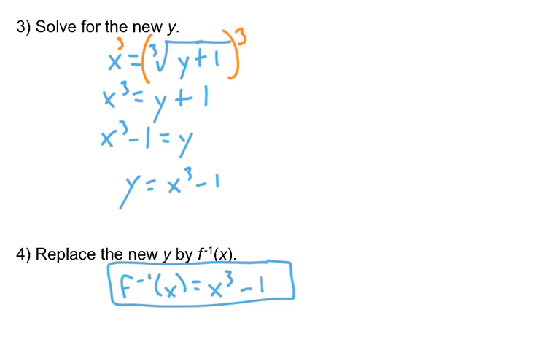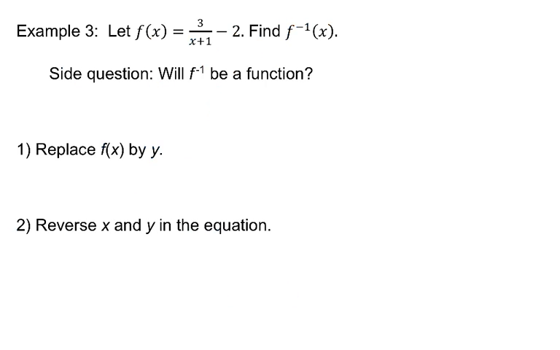1, 2, 3, 4. Follow the steps. This is one of the few things in mathematics where you just follow a recipe and you're going to be just fine. A little bit more complicated function.